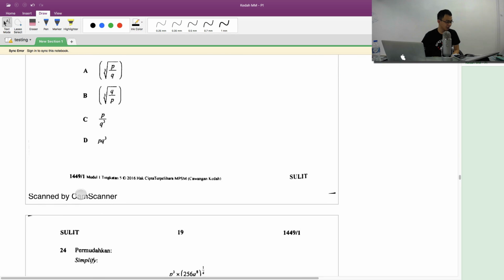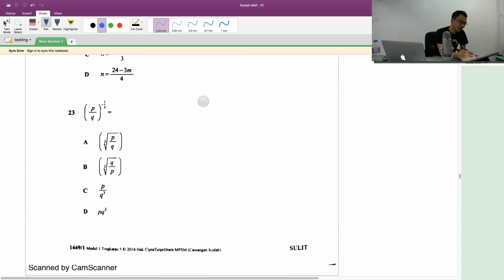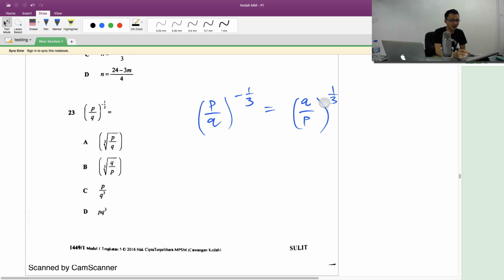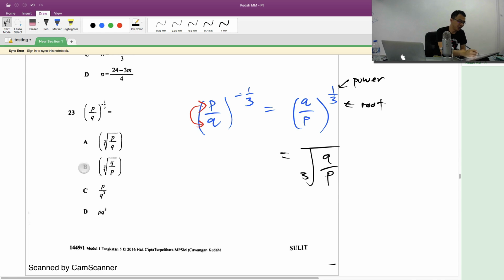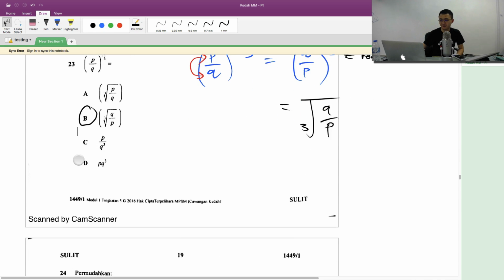So for this one, indices. Whenever you see a power that is a fraction and negative, what you do is flip over whatever is inside the bracket. As long as it's a fraction, the power becomes positive. Negative actually means you have to flip the fraction over. Then power 1 over 3 means what? The top is the power, the bottom one is the root. If you have 3, it means cube root. So Q over P. Alright, so the answer should be B. Very easy.